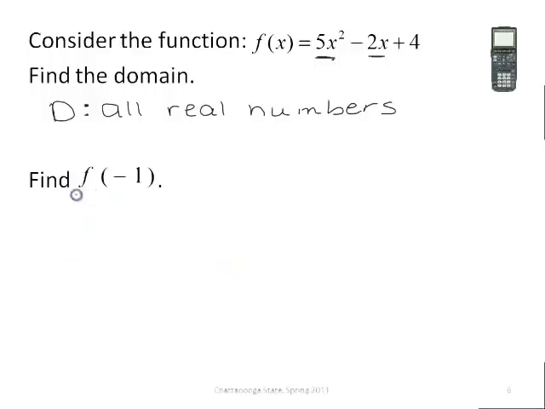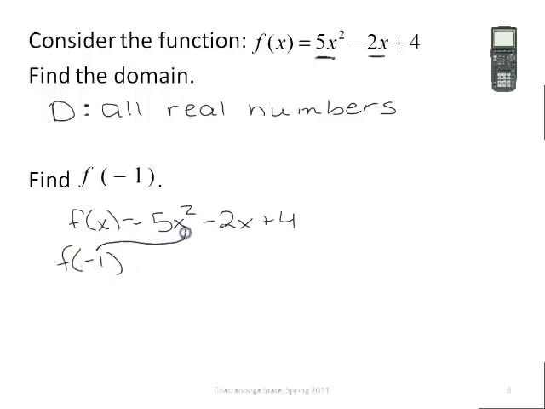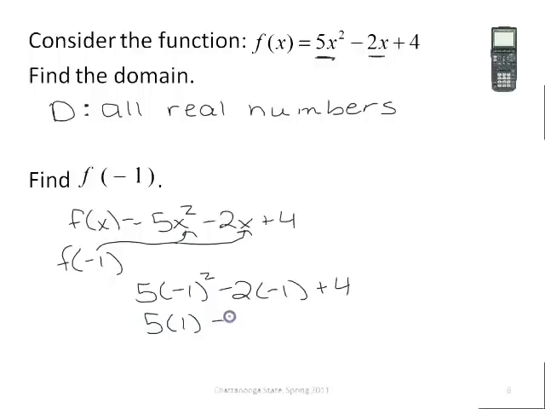Here I'm asked to find a function value, f of -1. So that means I want to plug my -1 in for x. The -1 is going to go in everywhere I see an x, which is going to give me 5 times -1 squared minus 2 times -1 plus 4. You've got to be careful with your order of operations here. -1 times -1 is +1.